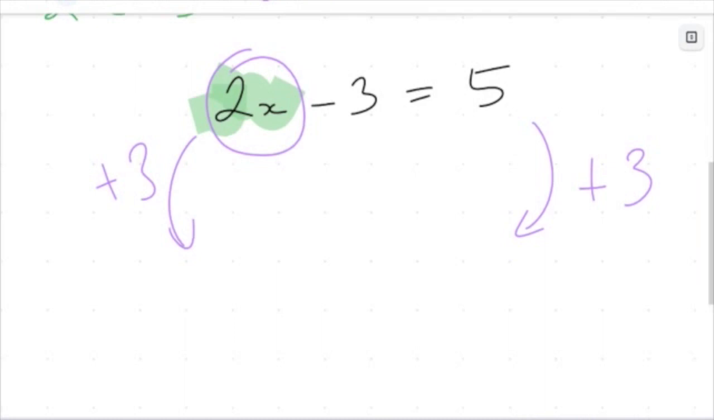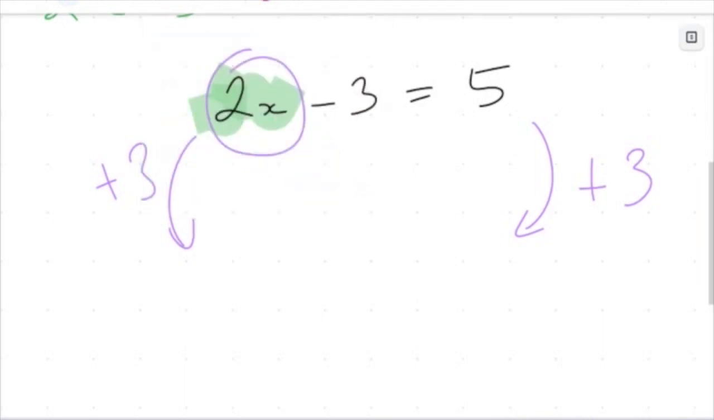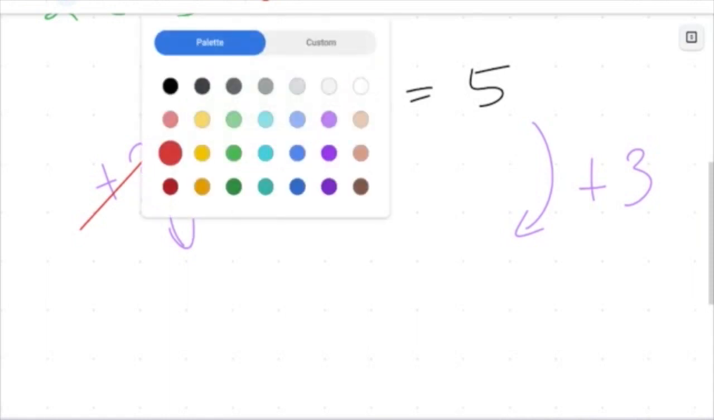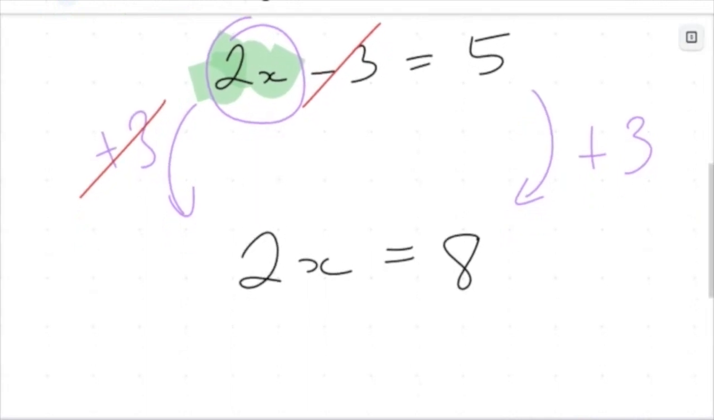I want to find what 2x was before we subtracted 3 from it. And in doing this, that's where our opposite operation comes in. So adding this 3 here is going to cancel out this particular thing here. So that gives me 2x. In essence, it gives me 2x plus 0, which is just 2x. And adding 3 to 5 gives me 8. So I have found what 2x was before we subtracted 3.